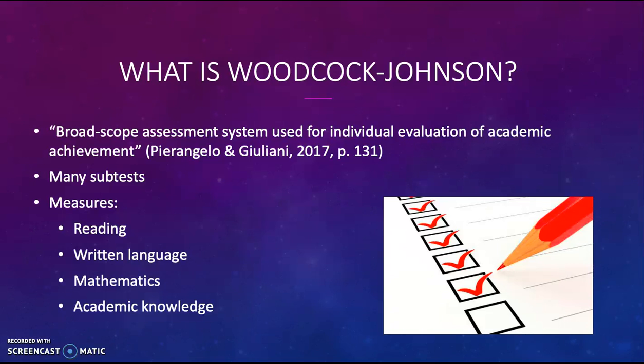So, what is Woodcock-Johnson Test of Achievement? This test is a comprehensive, broad-scope assessment system used for individual evaluation of academic achievement. This assessment includes many subtests. It is used to assess students in 4 broad academic domains consisting of reading, written language, mathematics, and general academic knowledge.